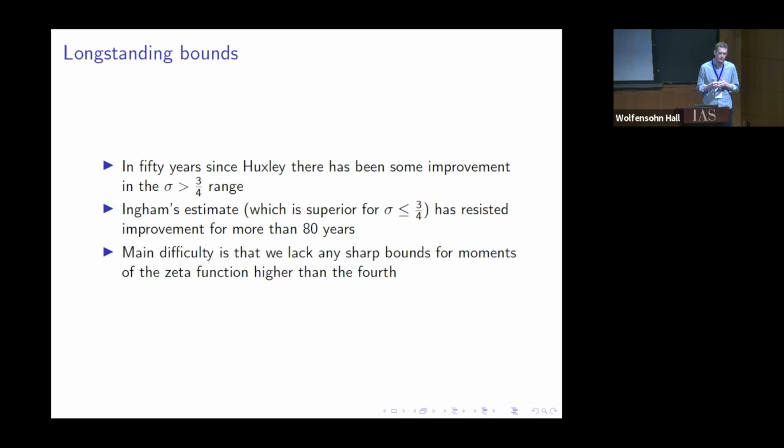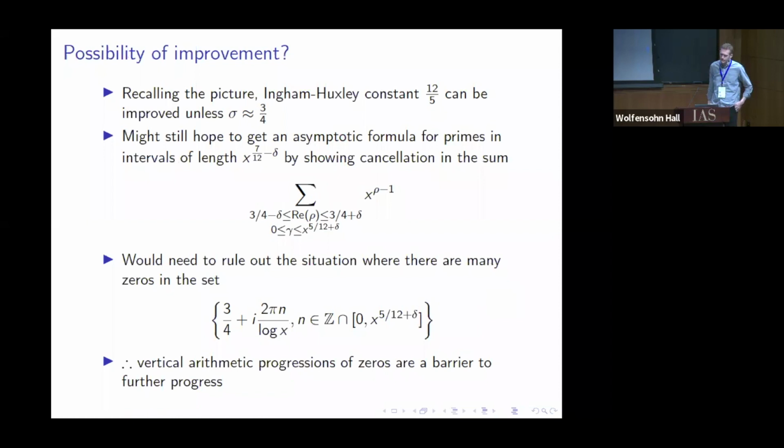Okay, so we've seen in several talks how we have the first moment, or the second moment and the fourth moment. And this sort of puts a ceiling on how much we can try and prove. So this is essentially the main difficulty in trying to get anything better. Okay, so we could play a game though.